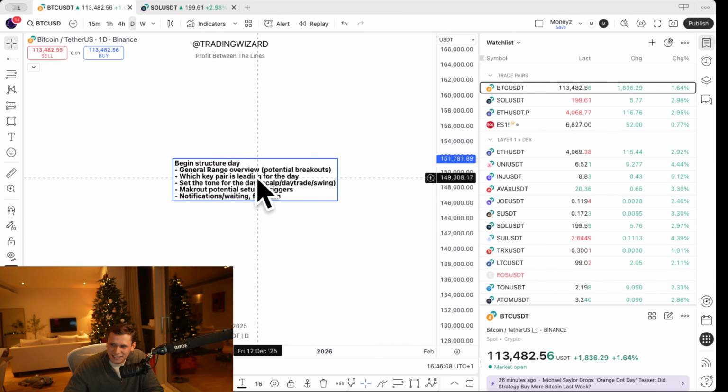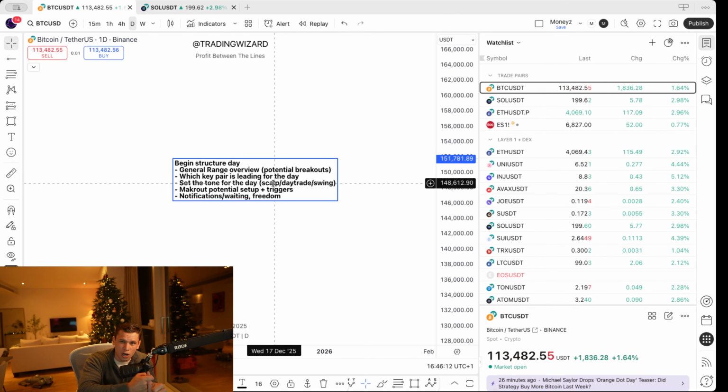Now, besides this, I will set the tone for the day. So I will ask myself, am I going to scalp today? Am I going to day trade today? Or am I going to swing trade today? When I'm looking at my clients, they first start scalping, then they start day trading, and after that, they become swing traders. Why? Every single trade is a lesson.